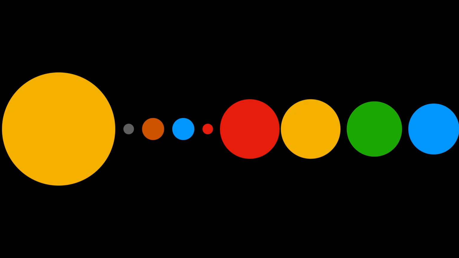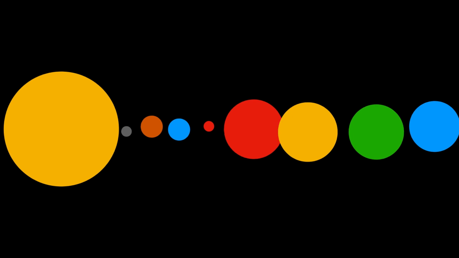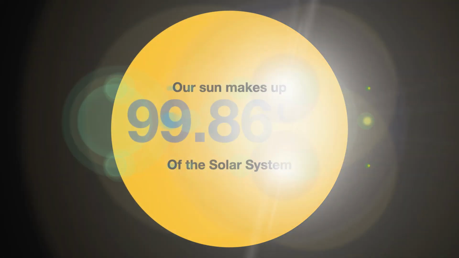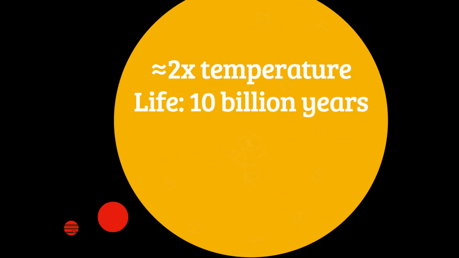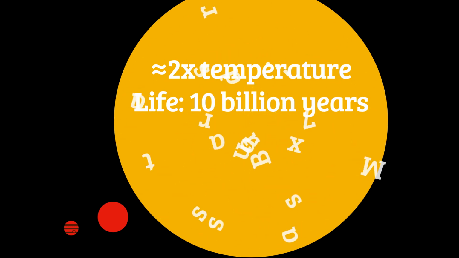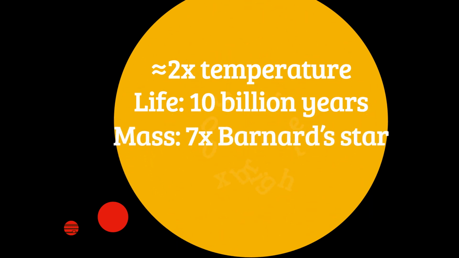Let's talk about the yellow stars, like our sun. So, here's our sun, and to say that the sun dominates the solar system is an understatement, because the sun makes up about 99.86% of the solar system. It is about 2 times the temperature of Barnard's star, and it will only live for about 10 billion years because of that temperature change. It is about 7 times more massive than Barnard's star, but because of that, it's about 300 times brighter.